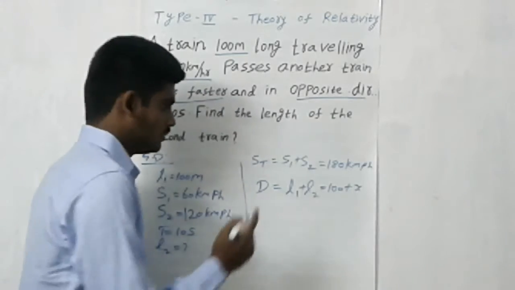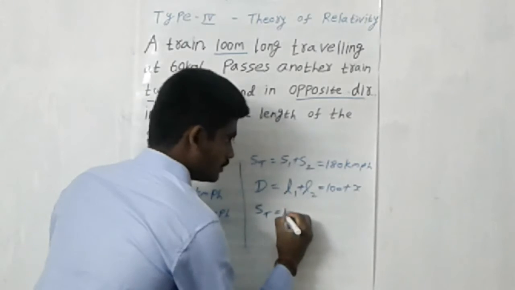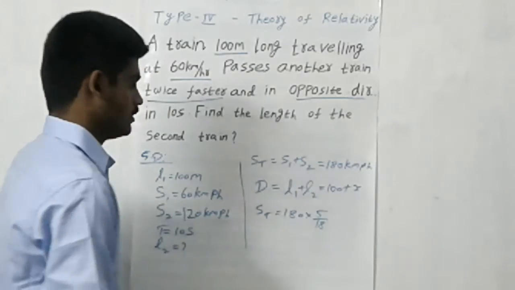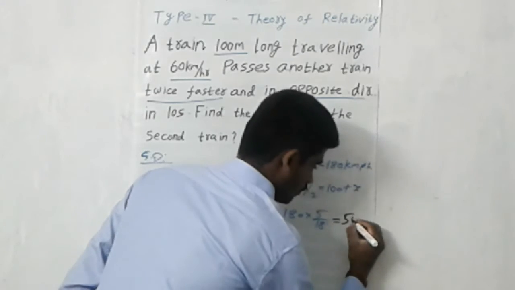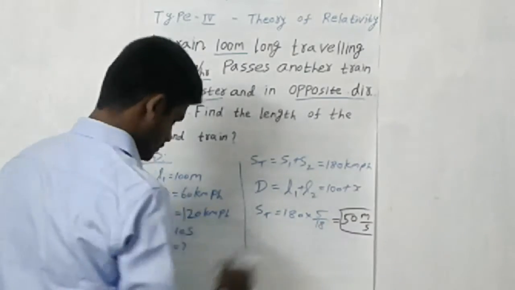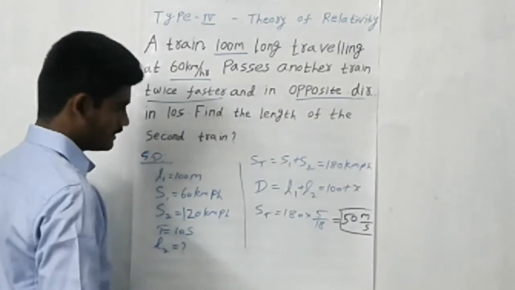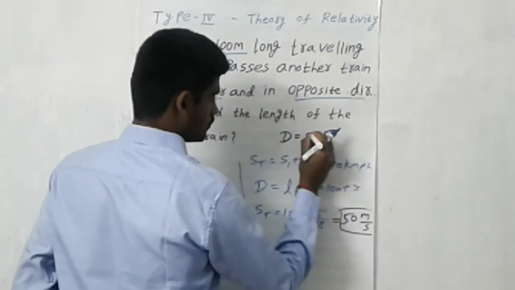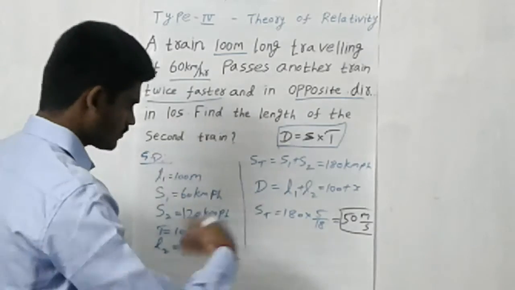What we have seen in type 1, for converting kilometer per hour into meter per second, total speed is equal to 180 into 5 by 18. That's what for the conversion. Now the total speed of the trains will be 50 meter per second. So this will be the total speed of the two trains. Therefore, we know the formula: distance is equal to speed into time, that we always use. This is the general formula we will be using.